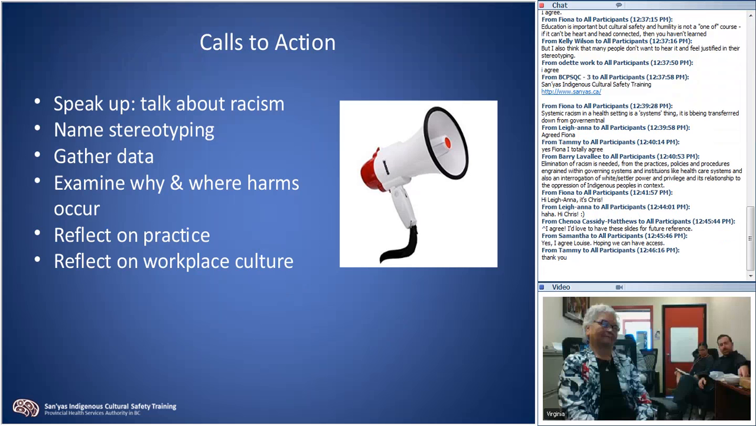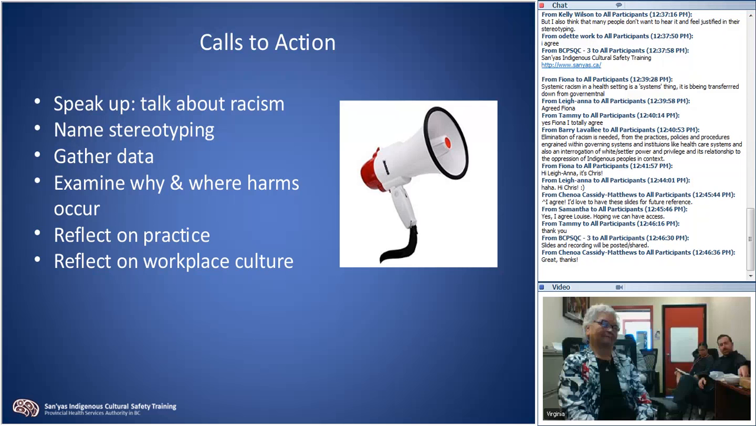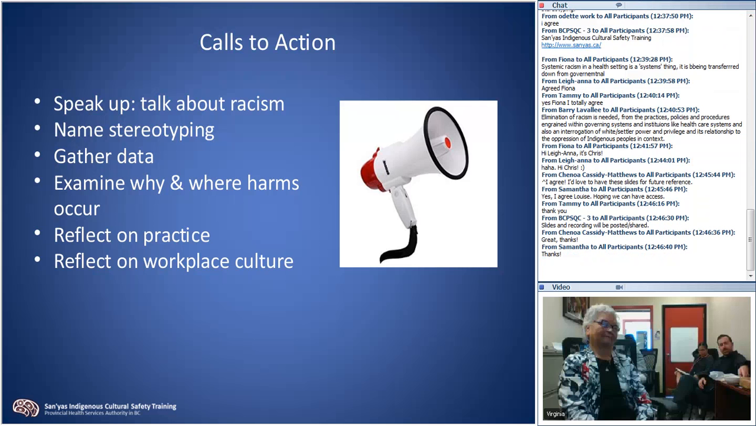Gather data on harms. This may first require collecting data on race, which is often not done. Examine why and where harms occur in your workplace. Analyze data to unpack what is happening. Reflect on how you could improve your practice or what behaviors need to change. And then reflect on what needs to change in your workplace or organization for Indigenous people to experience more equitable care.